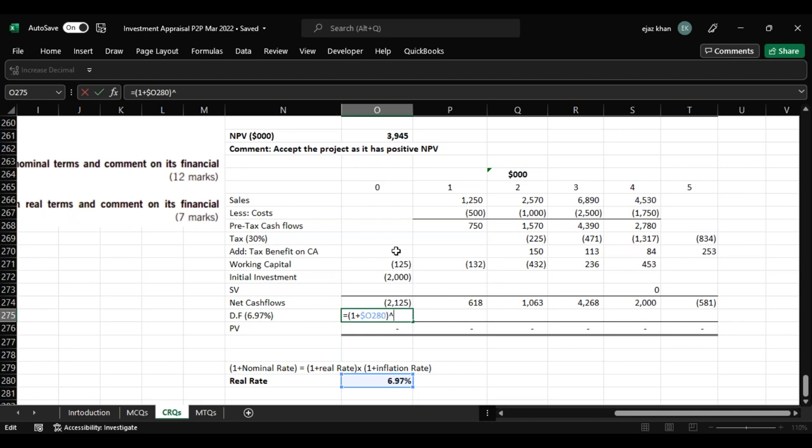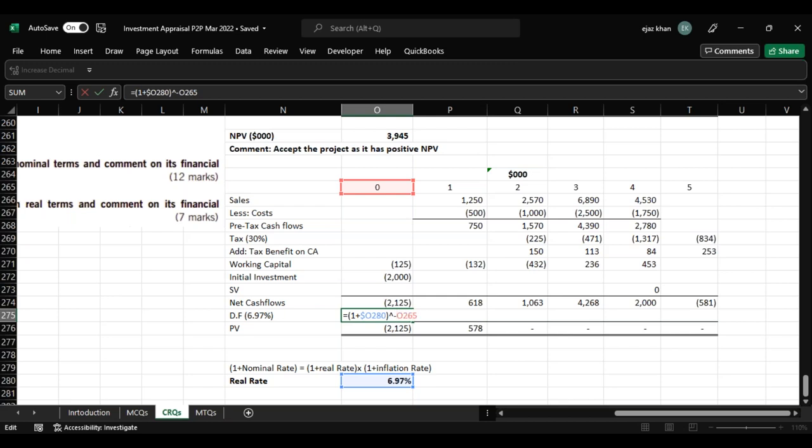Raised to the power minus O. And I've got the discount factor for year zero. Let me paste it here. And now it's 0.935. And just look at it. It's still O280. It hasn't changed this reference. And it is the same in the next cell as well. But if you look here, it's O265.